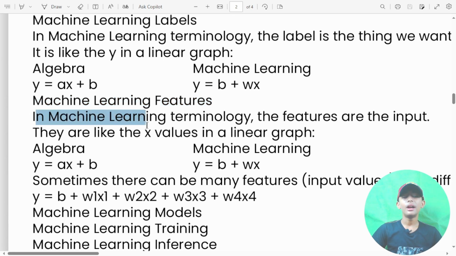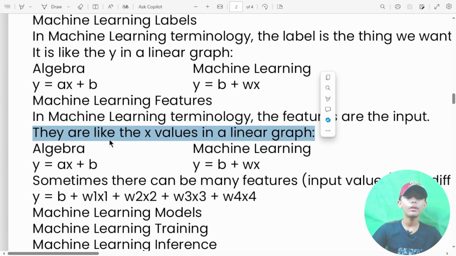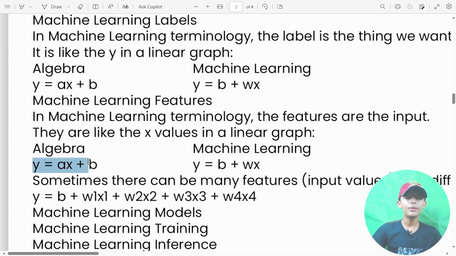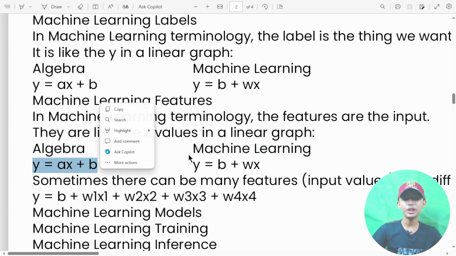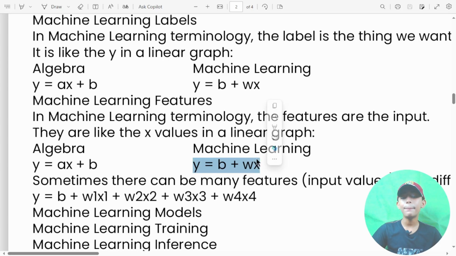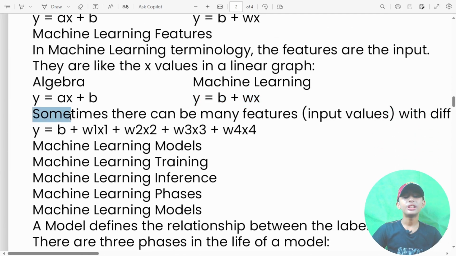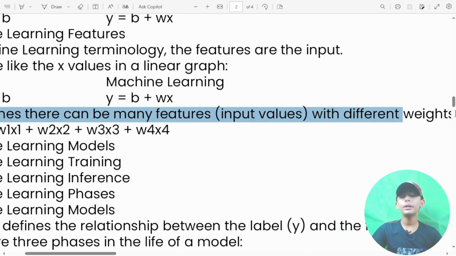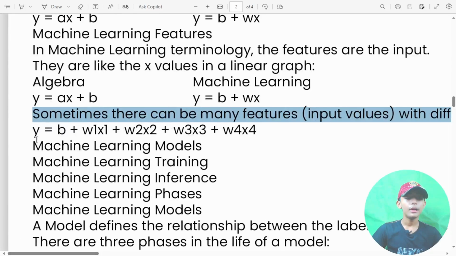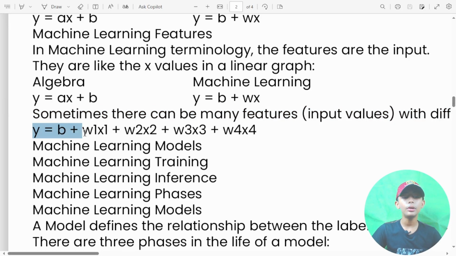Machine learning features. In machine learning terminology, the features are the inputs. They are like the x values in a linear graph. Algebra is like y = ax + b, machine learning y = b + wx. Sometimes there can be many features, input values with different weights, like y = b + w1x1 + w2x2 + w3x3 + w4x4.